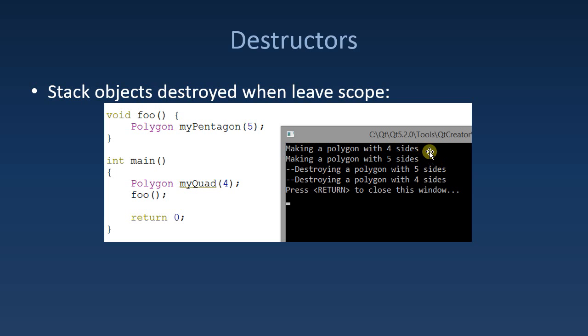I made the polygon with 4 sides, then with 5. Oh, we destroyed the polygon with 5 sides. Then we come back, we finish running main, we leave main, and this polygon that was on the stack as well gets destroyed, and we get that message.